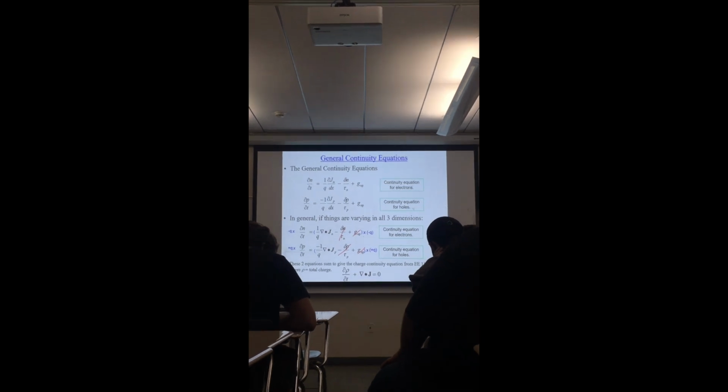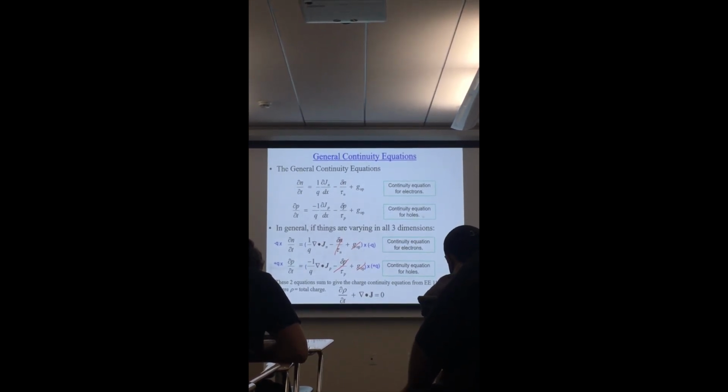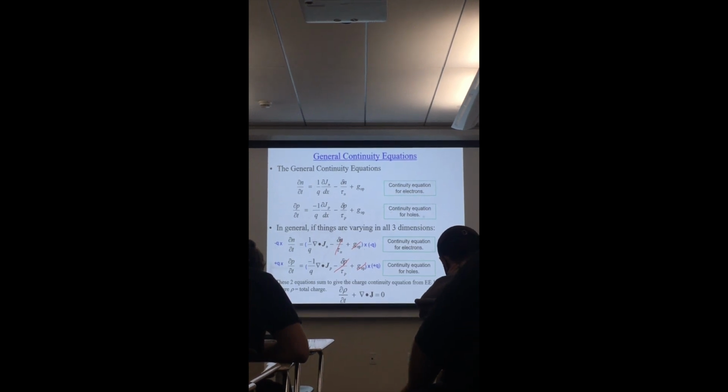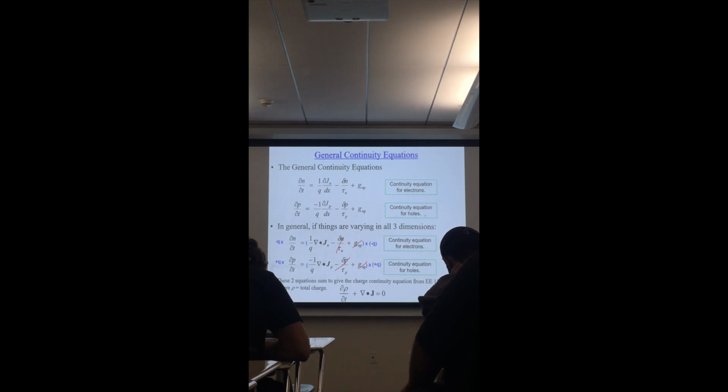Okay, and then this J here, because we have this minus sign, right? And also this minus sign here. So if we add them together, we have Jn plus Jp. So that's J total. So basically, if we have this equation 1 and equation 2, if we have equation 1 plus equation 2, we will get this. Okay? And this will be the charge continuity equations.